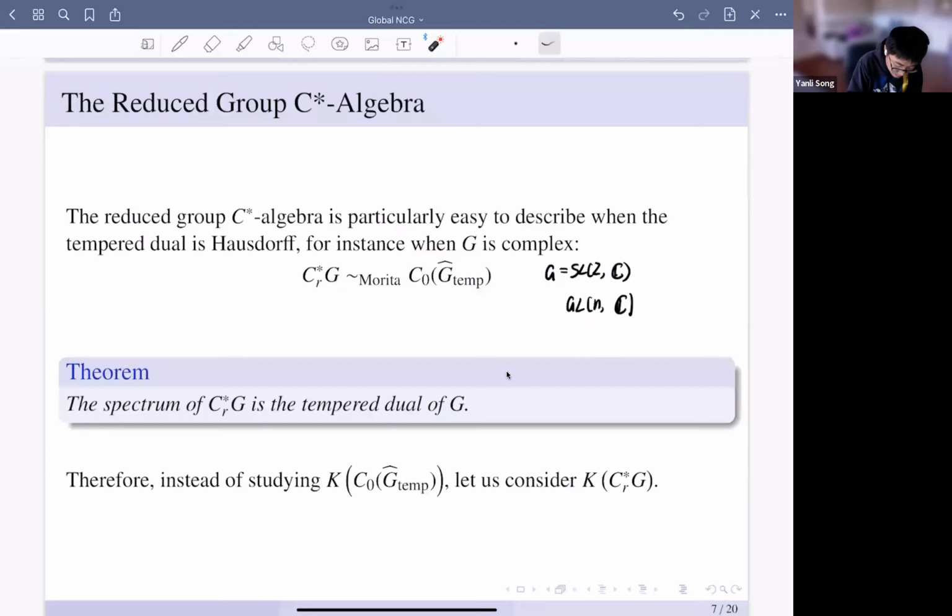Here's a theorem. It says that the spectrum of this reduced C-star algebra is the tempered dual of G. So thanks to this, instead of studying the K-theory of this tempered dual space, because the tempered dual in general may not be a Hausdorff space, so it may not be so nice, we will try to study the K-theory of the reduced C-star algebra of G.